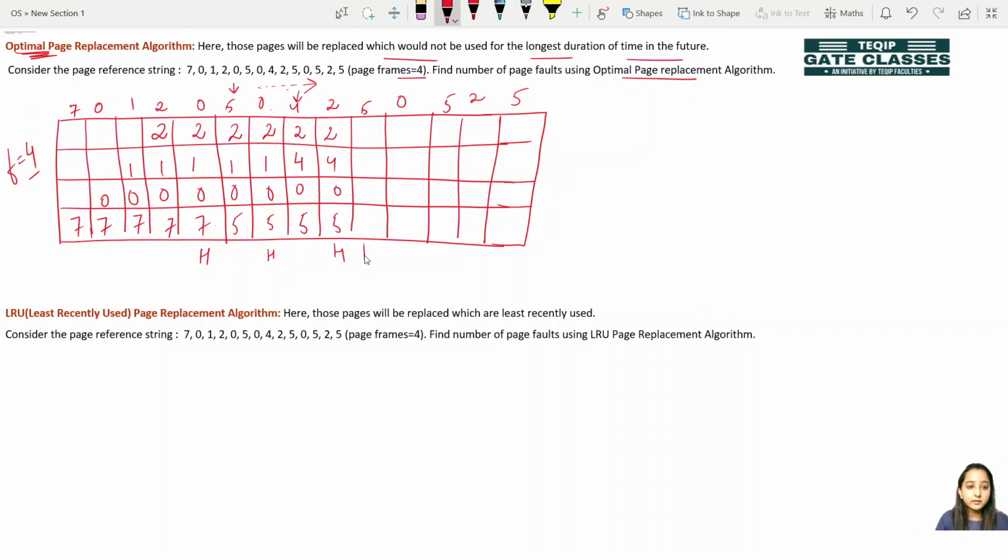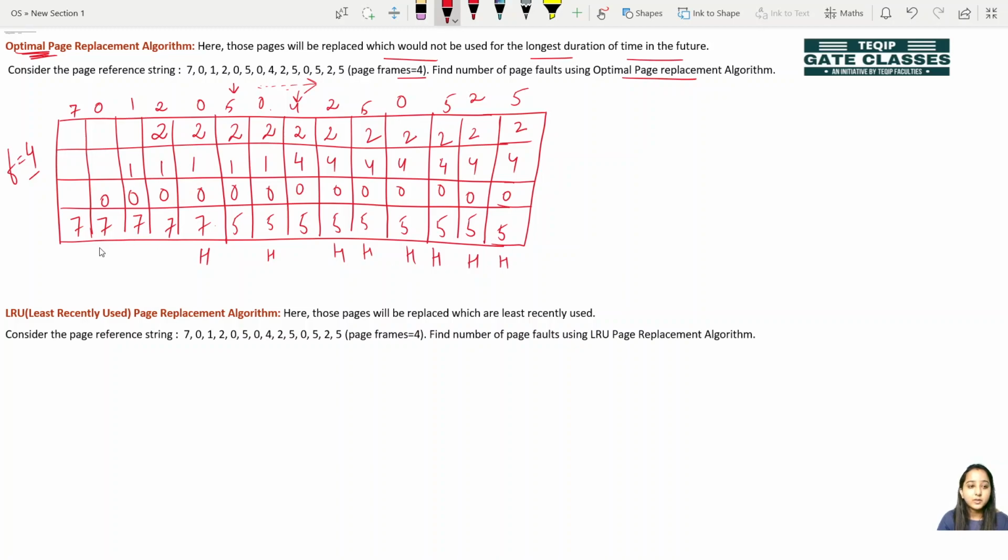5 is already there, it occurs. No need of replacement here also because 0 is already present. 5 is also already present. No need to replace, right? So here also 4, 2. 2 is also already present. No need to change. It occurs. So here also I will follow the same, because 5 is not replacing any of the previous pages.